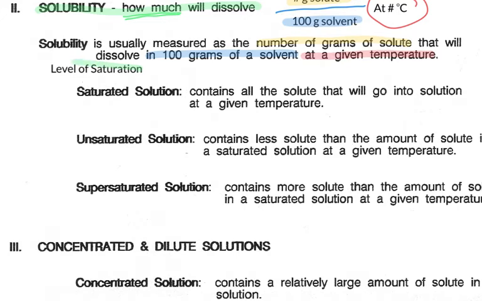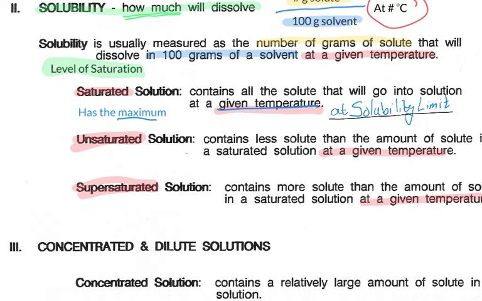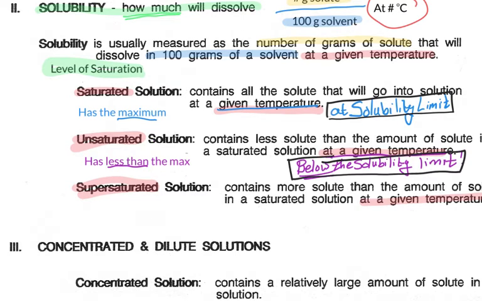Now let's talk about the three levels of saturation. Solutions can be saturated, unsaturated, or supersaturated. Notice that all three of these have the statement at a given temperature. A saturated solution has the maximum amount of solute that can dissolve. This amount is the solubility and is also known as the solubility limit. An unsaturated solution is one that has less than the maximum amount of solute that can dissolve at that given temperature. It is below the solubility limit.